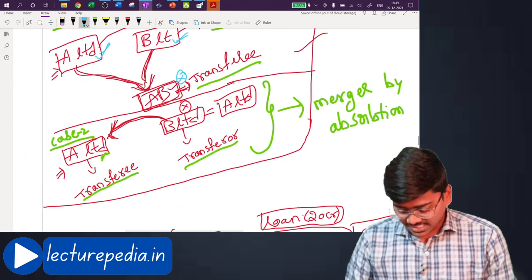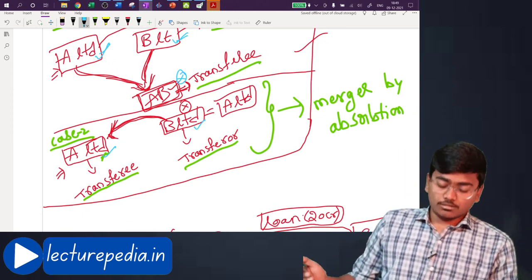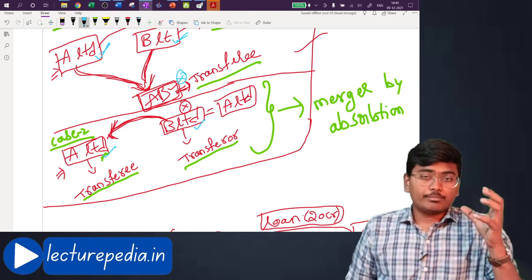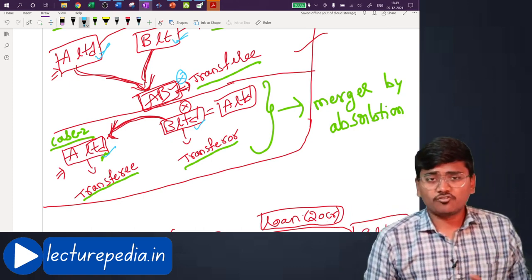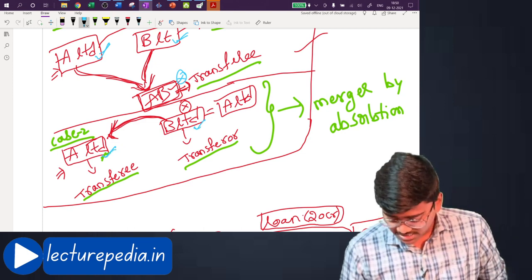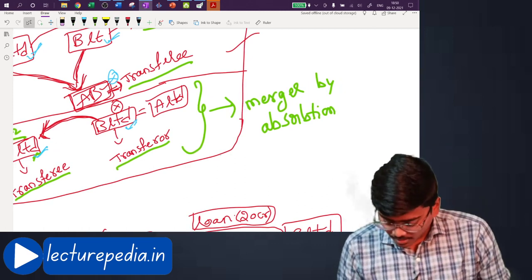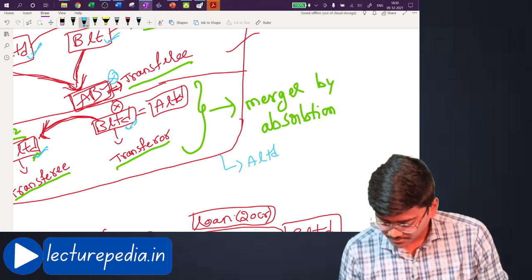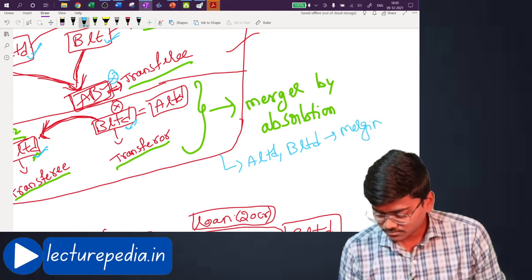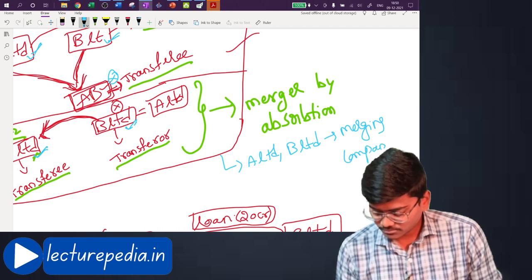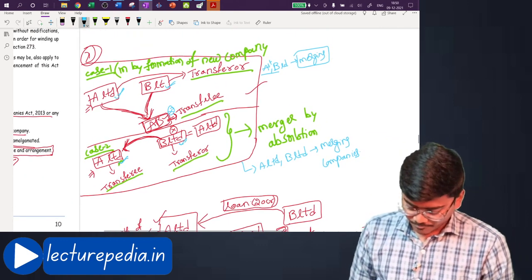And in case of the second case, both the companies will be known as merging companies, because in the second case the existing company itself is taking over the company. Any new company is not being formed. Therefore, since both the companies are in existence before the merger, even in the second case both A limited and B limited will be known as merging companies, and they have to follow section 232.